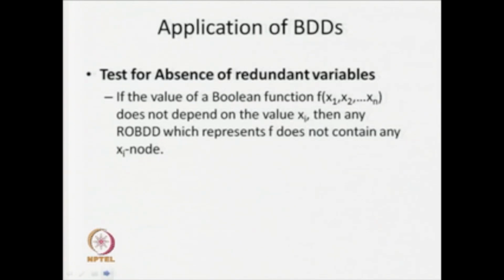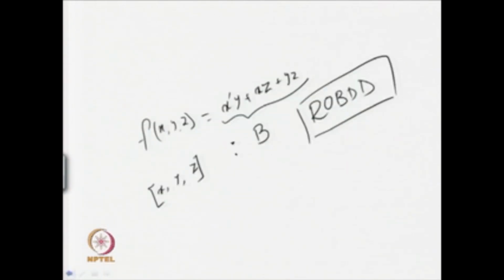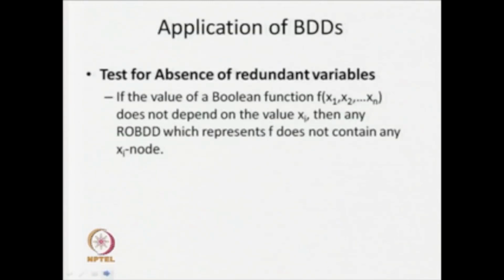The first one is the test for absence of redundant variables. Say I give you one particular function, can you say whether this function is independent of some variable? Say I give this function x y plus x z plus y z, can you tell me whether it is independent of some variables? This is a small function, we can look at it and say that it may or may not be independent. But if we have a BDD representation, then by looking at the structure of the BDD, we can easily say whether it is independent of some variable or not. So, how can we say that? If the value of a Boolean function f of x1 to xn does not depend on a particular variable, say xi, then any ROBDD which represents f does not contain any xi node.